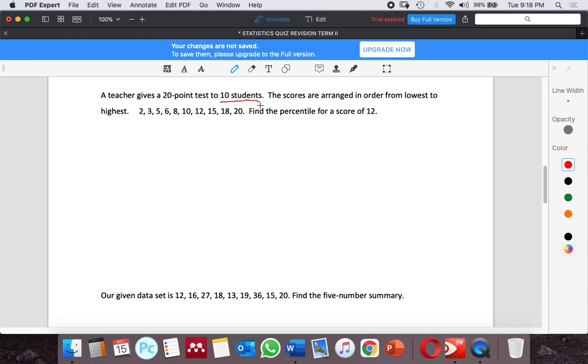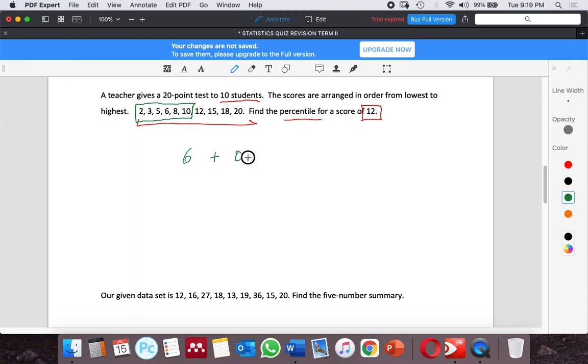So in total we have 10 students. The scores are arranged in order from the lowest to highest. All the scores are here. Find the percentile for the score number 12. If you remember, we had a formula. The formula says that before the number which you are looking for, which is number 12, count how many members there are: 1, 2, 3, 4, 5, 6.